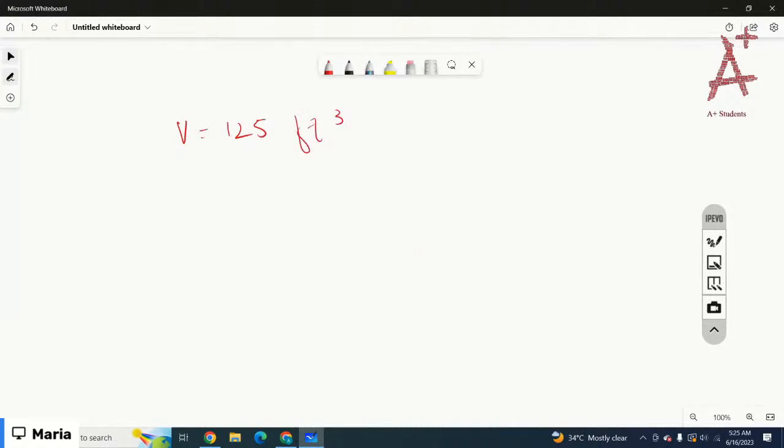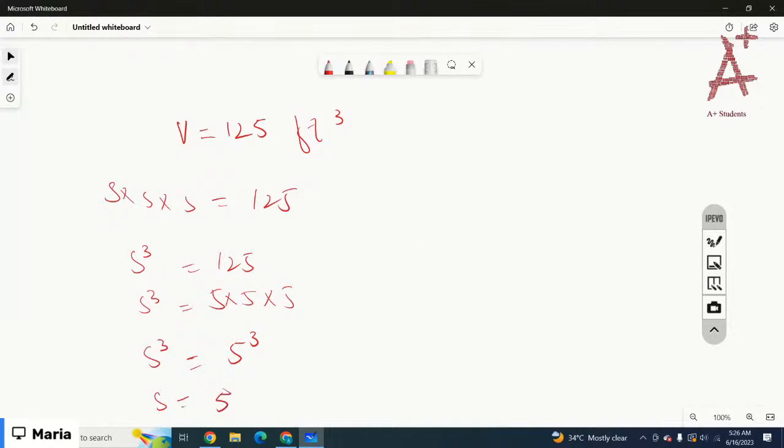Okay, so the volume is side times side times side. That is 125. So it would be s cube equals 125. We can write 125 as 5 times 5 times 5. It would be then s cube equals 5 cube. Got it? They have the same exponent. When the exponents are equal, that means the bases are also equal. So it would be s equals 5.